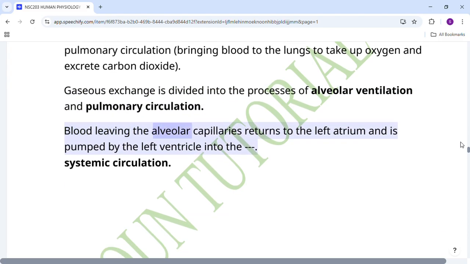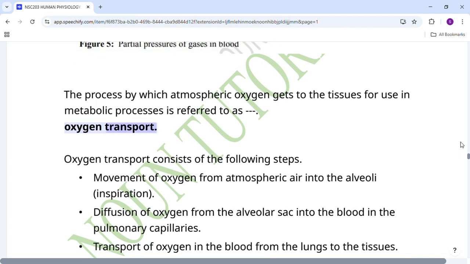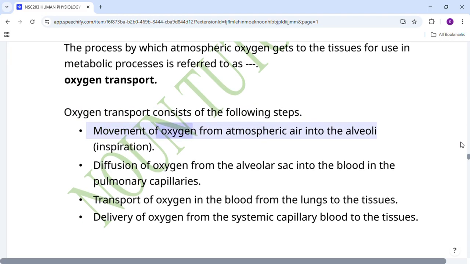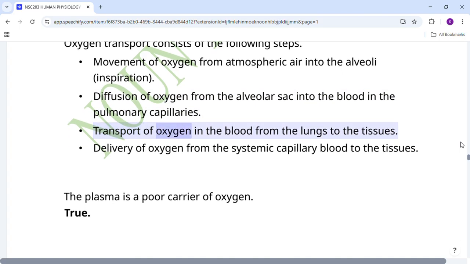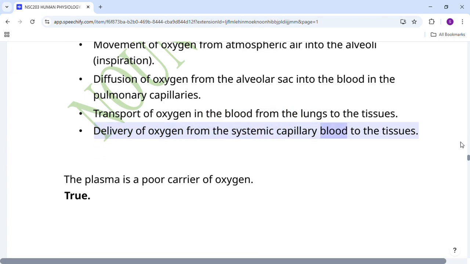Blood leaving the alveolar capillaries returns to the left atrium and is pumped by the left ventricle into the systemic circulation. The process by which atmospheric oxygen gets to the tissues for use in metabolic processes is referred to as oxygen transport. Oxygen transport consists of the following steps. Movement of oxygen from atmospheric air into the alveoli, inspiration. Diffusion of oxygen from the alveolar sac into the blood in the pulmonary capillaries. Transport of oxygen in the blood from the lungs to the tissues. Delivery of oxygen from the systemic capillary blood to the tissues.